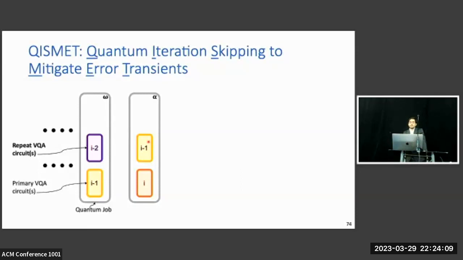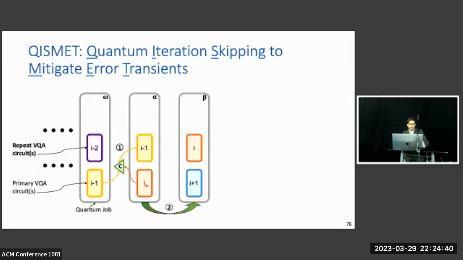Now, the goal of QISMET is that the iteration I running in job alpha will be accepted only if the noise experienced by job alpha is similar to the noise experienced by job omega. This would mean that there is no significant transient fluctuation happening in this job. The way this is done is by using this QISMET controller, which compares the outputs of the reference circuit I-1 with the original circuit I-1, and also uses some information from I to decide if the noise in alpha is acceptable or not. And in this case, it is going to be deemed acceptable.